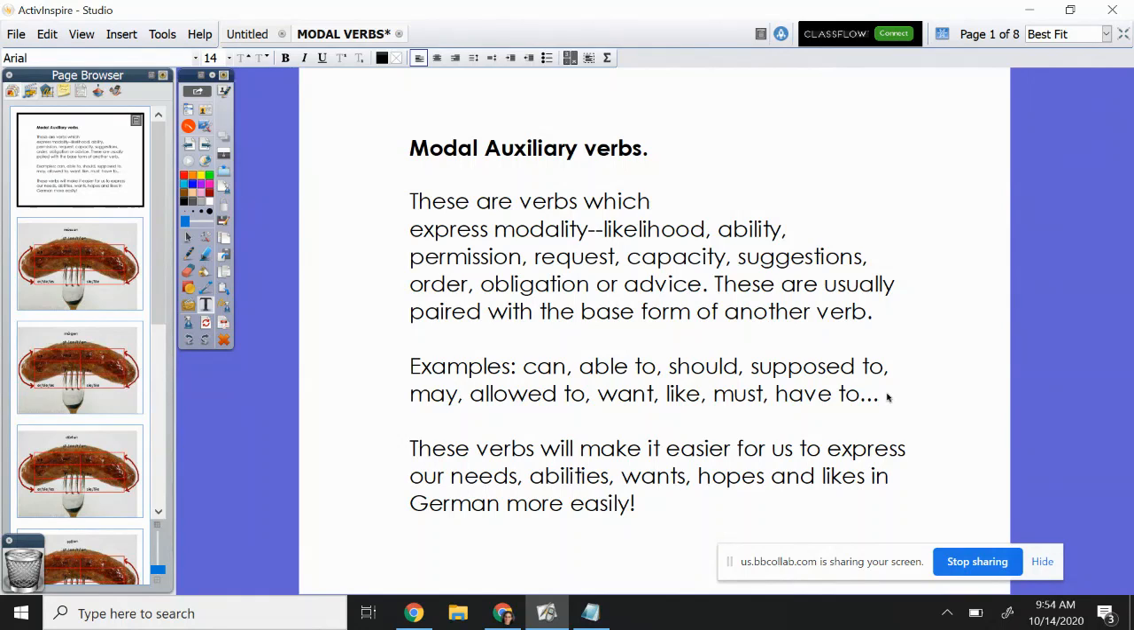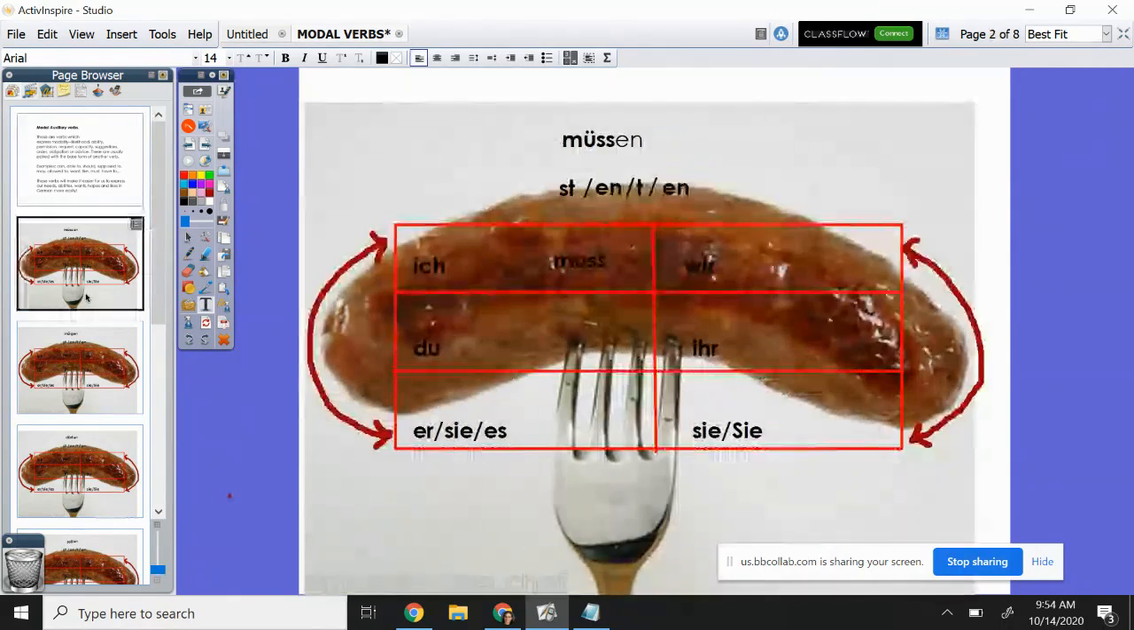So some examples of these types of verbs in English are can, able to, should, supposed to, may, allowed to, want, like, must, have to. These verbs make it easier for us to express our needs, abilities, wants, hopes, and likes in German more easily. So we will progress in our ability to communicate in German after we learn these modal auxiliary verbs.